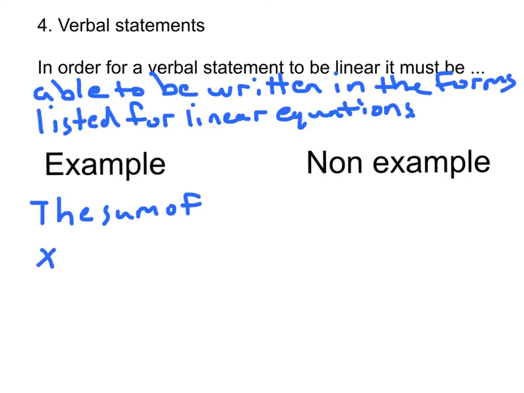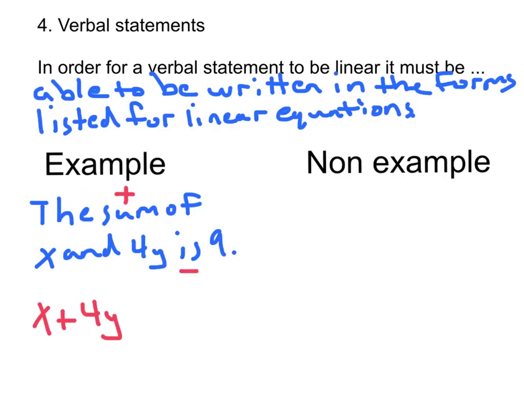So if you're trying to take a verbal statement, an example would be the sum of x and 4y is 9. If you're trying to take that and turn it into an equation, we would see the sum of x and 4y. Well, sum means that I'm going to be adding. So I'm going to take the sum of x, so x plus 4y, and wherever I see is, that's my hint that I'm going to be using the equal sign. So x plus 4y equals 9. And this is exactly like one of the examples for a linear equation. We have an ax plus by equals c. So we know that this is linear.